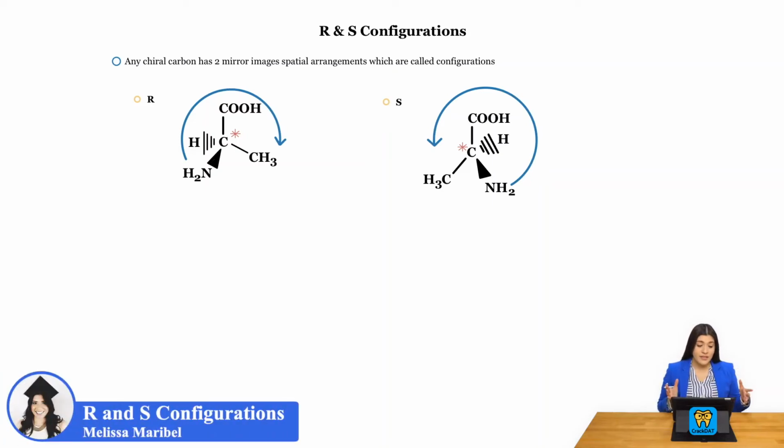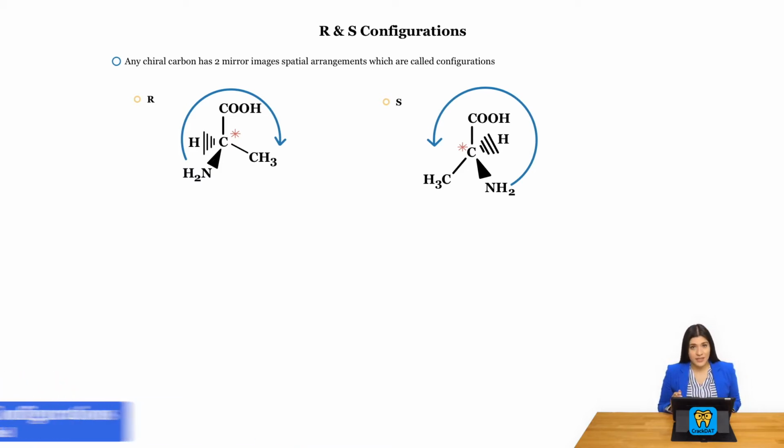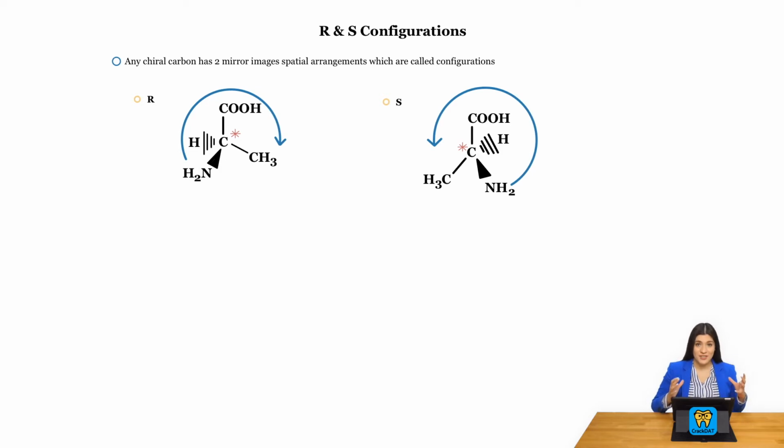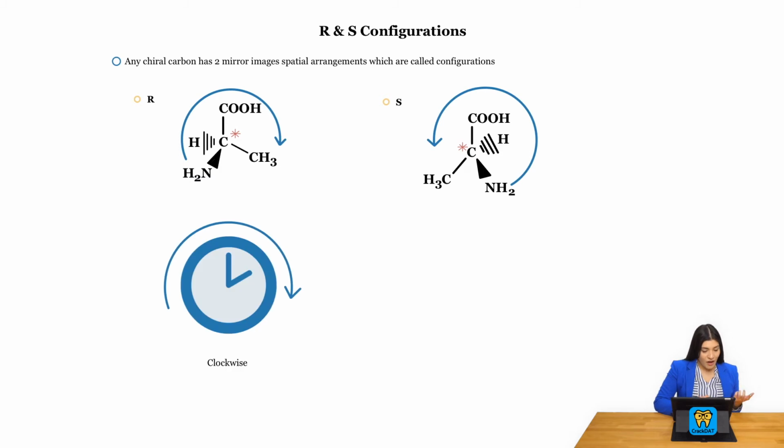Any chiral carbon has two mirror images. Now, we refer to this as either an R configuration or an S configuration. And the main differences here are based on how everything is spatially arranged, okay? So meaning the direction of how this is going to rotate or spin. And if something is R, that means it's going to be clockwise. It's going towards the right.